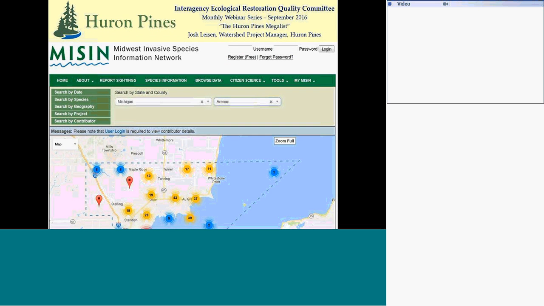For those of you that work with invasive species, I advise checking out the Midwest Invasive Species Information Network. This is an interactive online tool that allows users to report invasive species sightings and also to browse existing reports by date, species, or geography. And that website is misen.msu.edu.